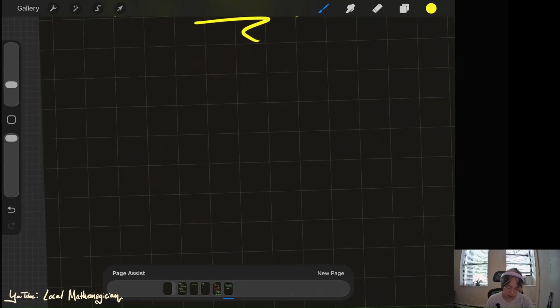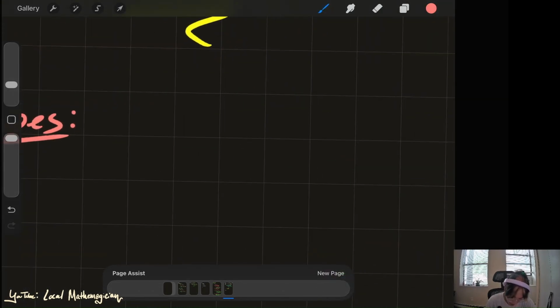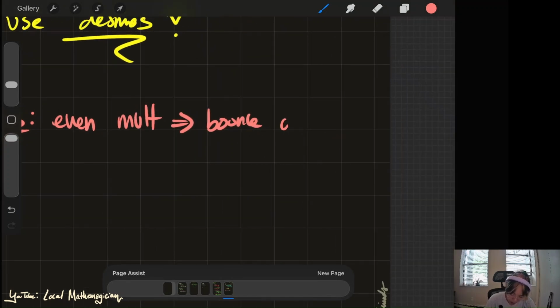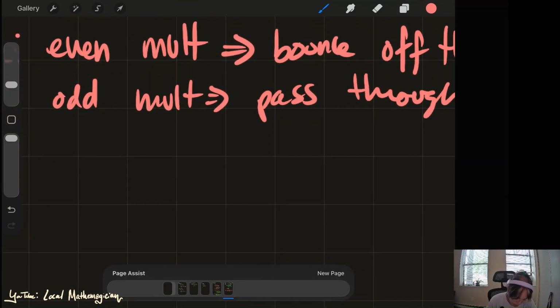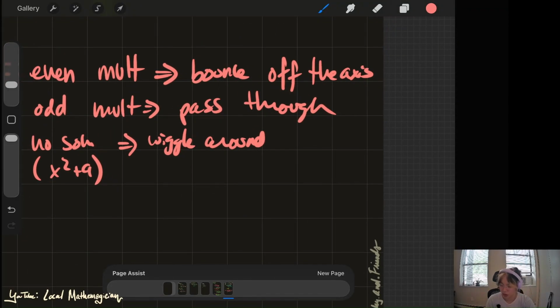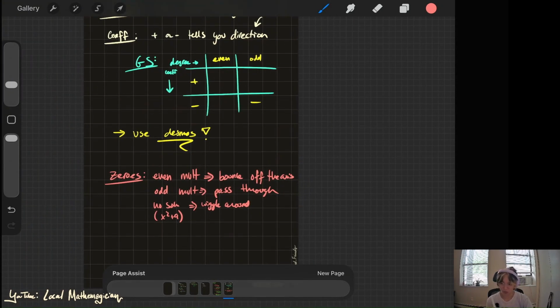Now, the second thing that you can use is your zeros. Even multiplicity means you bounce off the axis. Odd multiplicity means you pass through. No solution, like x squared plus 9, means you wiggle around until the next zero. So what I mean by that is you can use strictly these details and graph everything you know about your function.